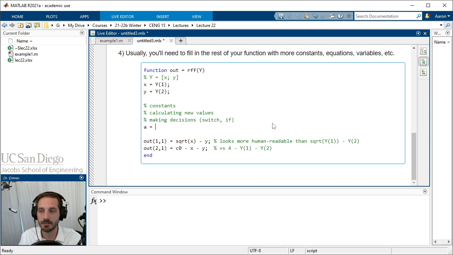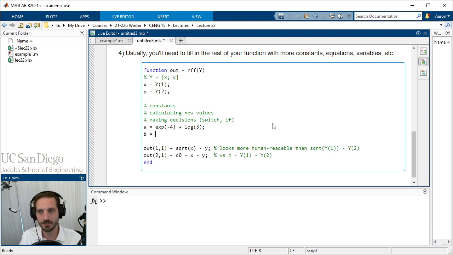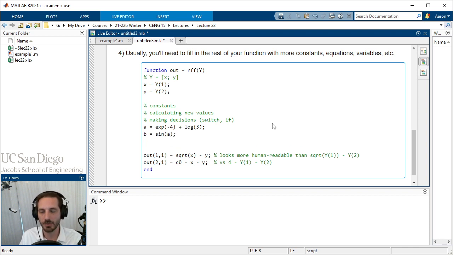Or it could be more complicated, right? It could be something like a is equal to, I don't know, exponential of -4 plus the log of 3, all kinds of stuff like that. And then maybe b is some function of a. Maybe it's, let's see, the sine of a. And then maybe C0 is equal to, I'm just going to say, b times 0 plus 4. You can throw in all of those intermediate calculations in order to generate these expressions down here. In this case, I'm just filling in values so that they look like something. But all of that has to go in between there.